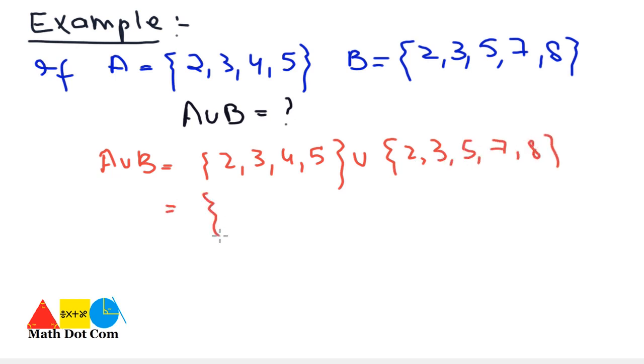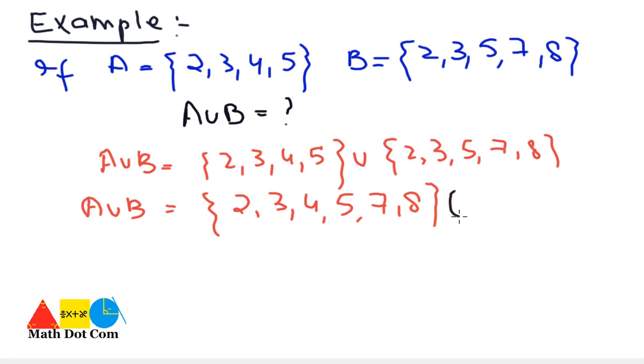Now we will write 2, 3, 4, 5. Since 2, 3 and 5 are repeated in set B also, we will skip them and choose the other elements that are not in A, that is 7 and 8. So A union B comes out 2, 3, 4, 5, 7, 8. Keep one thing in mind: there should be no repetition of element.